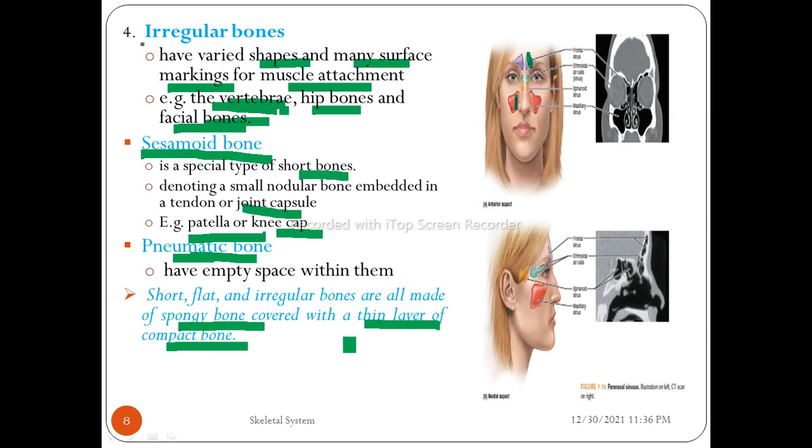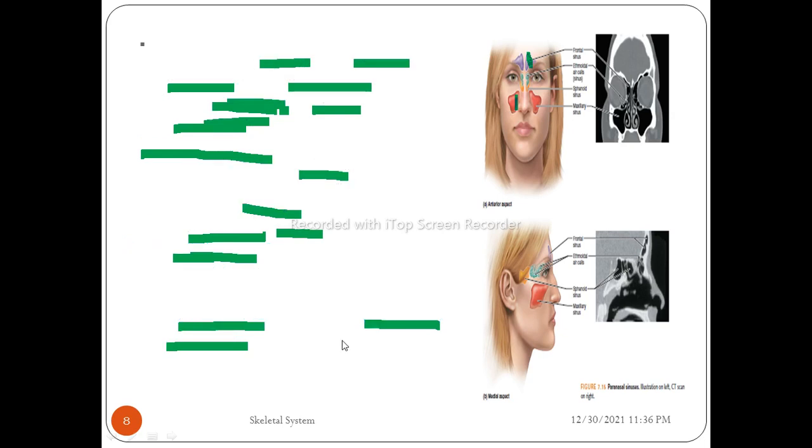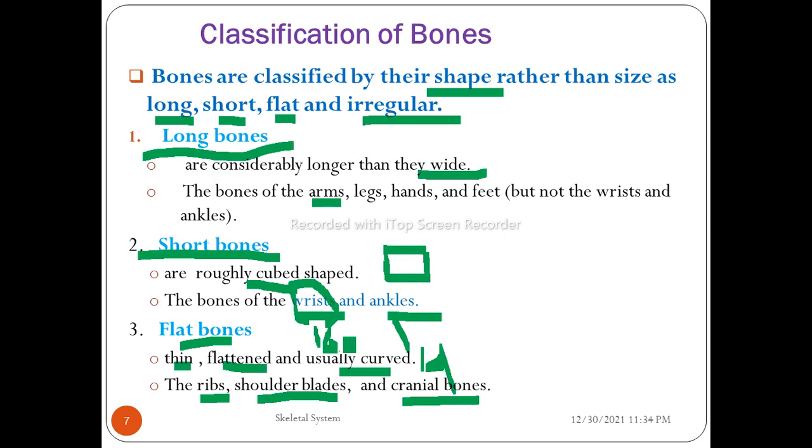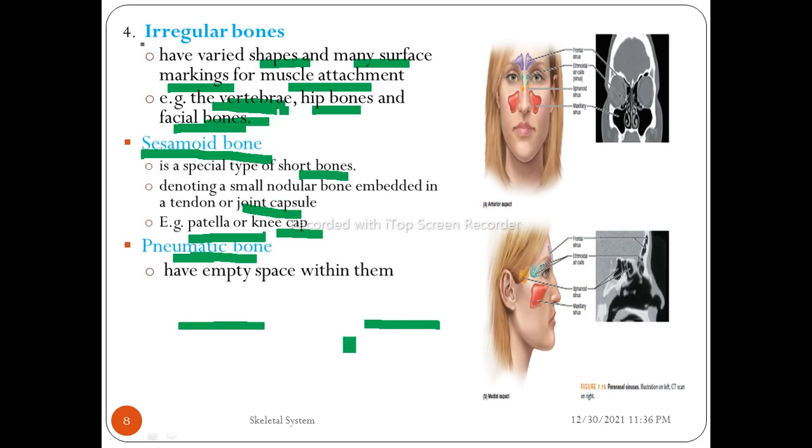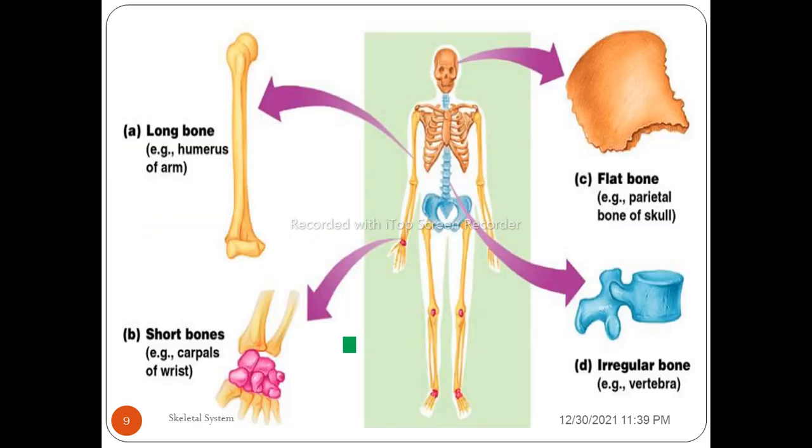So this is all about the classification of bones. The classification of bones based on shape has four major types, and additionally sesamoid and pneumatic bones are considered.